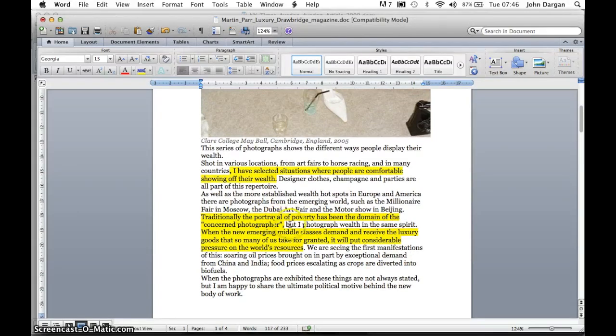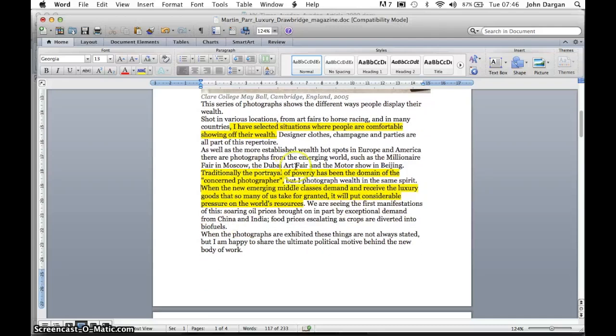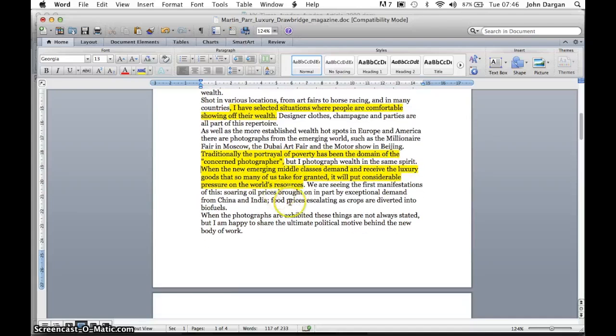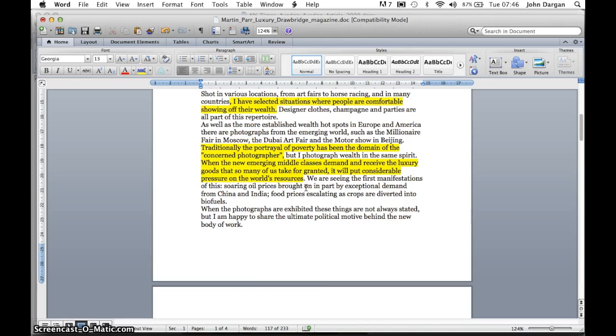Traditionally the portrayal of poverty has been the domain of the concerned photographer. So he's maybe referring here to the criticism he received. People thought projects like The Last Resort were brilliant, but he was also criticised for that. But he's making a political point. He's saying when the new emerging middle classes demand and receive the luxury goods that so many of us take for granted, it will put considerable pressure on the world's resources.